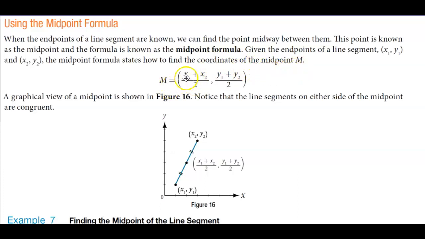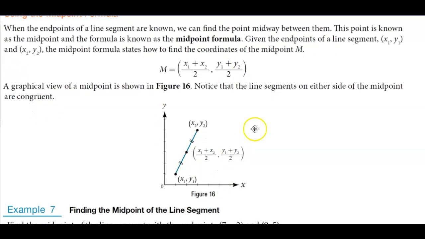So m is going to equal (x1 plus x2) divided by 2, that is the x coordinate, and then the y coordinate would be (y1 plus y2) divided by 2. A graphical view of the midpoint is shown here in figure 16. We're going to notice the line segments on either side of the midpoint are congruent. Congruent means that they're equal to each other.